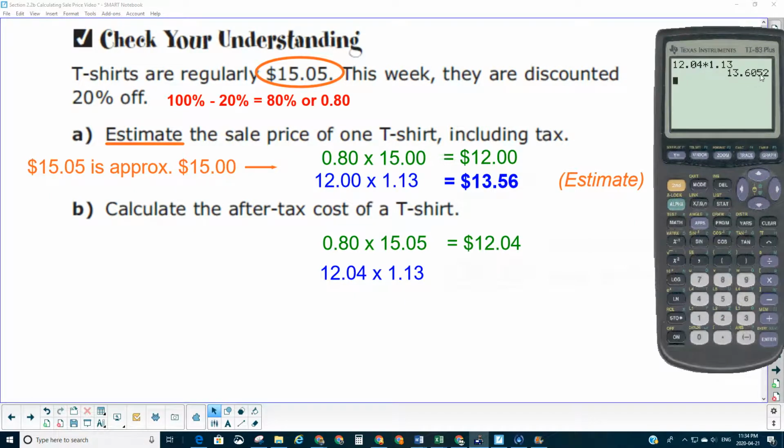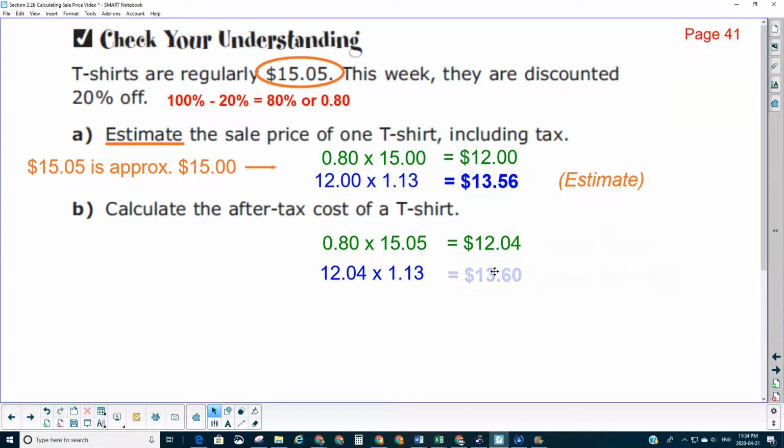So we need to look at this 5. It's 5 and greater, which means we're going to round this up to $13.61. Oh, I got 60 there. I should have rounded that up. I'm just going to write this and fix that as a 1. Oh, there we go. All right, so $13.61. This was our sale price, and that's our after-tax price.